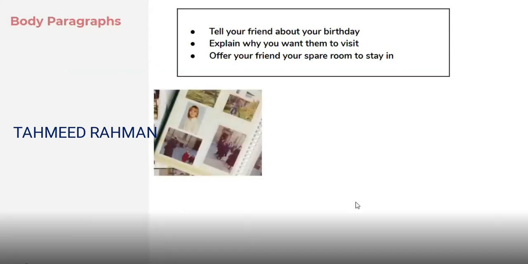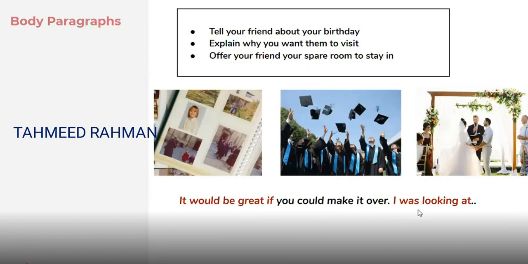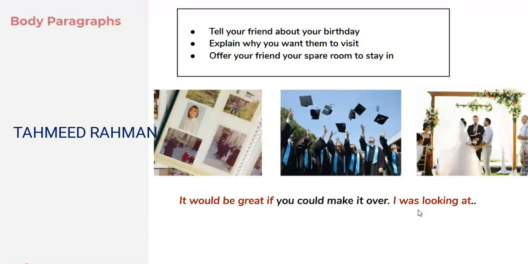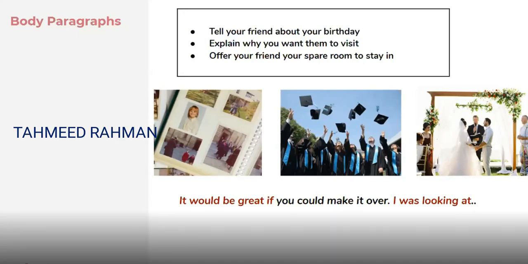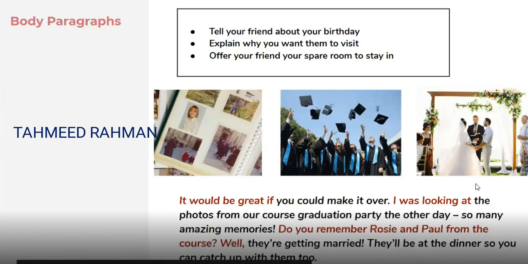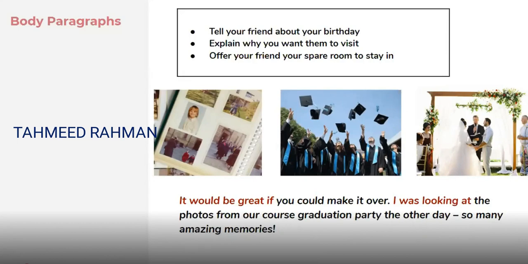Let's try to understand how to write the next body paragraph. Explain why you want to visit them. It would be great if you could make it over. Because you want to persuade them to come all the way from Greece to your country, you have to write it in such a way that if they do not come, they are going to miss out on a lot of things, right? So it would be great if you could make it over. I was looking at the photos from our course graduation party.